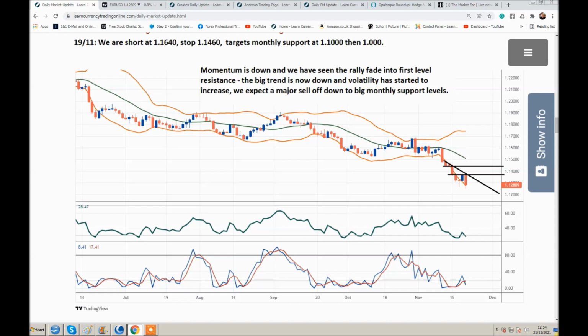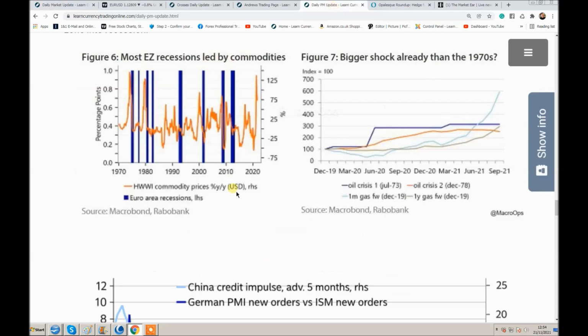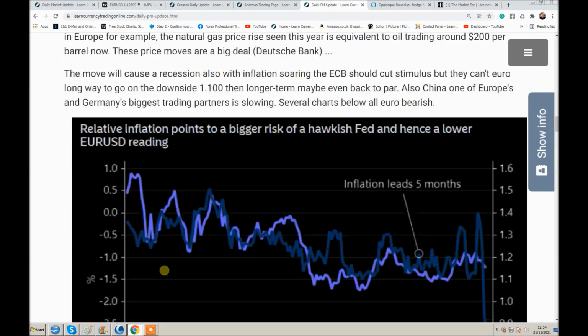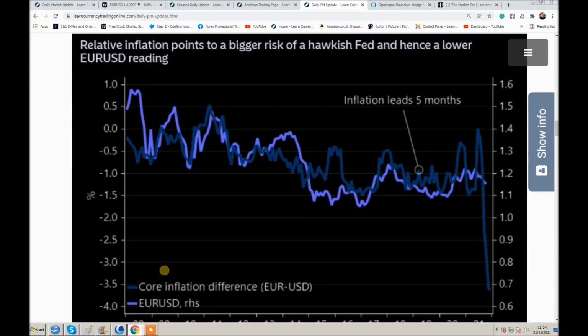Okay. Now, in terms of when you're trading, you need to know what's driving the big trend, and just use a very simple fundamental analysis, which I'm going to do right now. There hasn't been too much change in the fundamentals since last week. They remain the same. That's why the euro is going down. I'm just going to show you some charts here on our PM update.